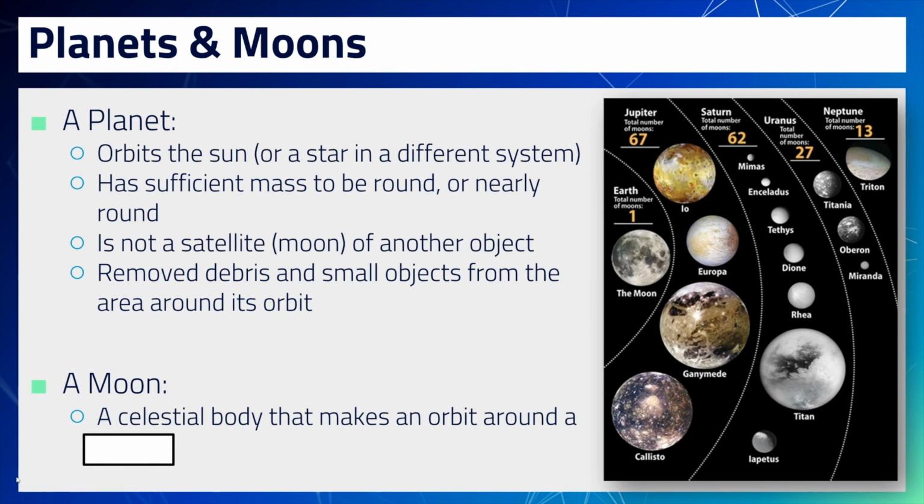Moons, on the other hand, are rocky structures, I suppose, that don't orbit a star directly. They orbit something else. They orbit a planet, basically, that then orbits a star. So these are celestial bodies that make orbits around a planet. We have one moon. Not all planets have one moon. Some of them have many more. Jupiter has 67, Saturn has 62, Neptune has 13. So it's quite interesting looking at how many different moons different planets have.